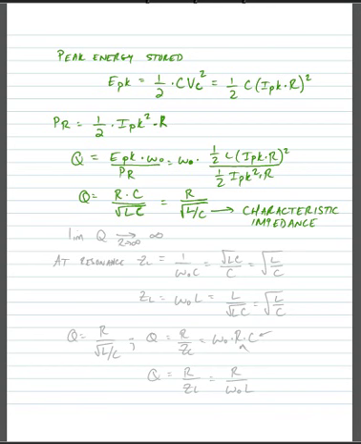In the limit, our parallel resistance goes to infinity. In other words, it would be an open circuit. And so in the limit of Q as R goes to infinity, Q would go to infinity. There would be no loss in the circuit, and the circuit would oscillate forever.